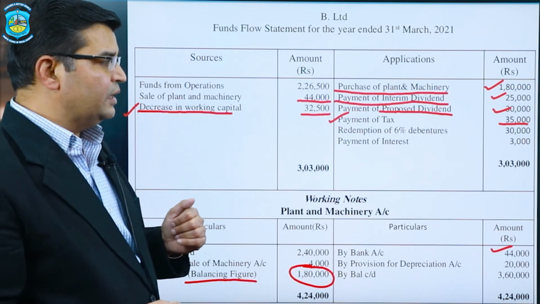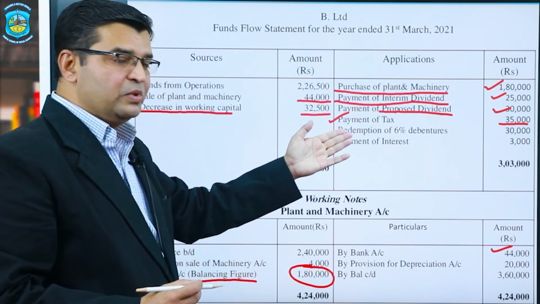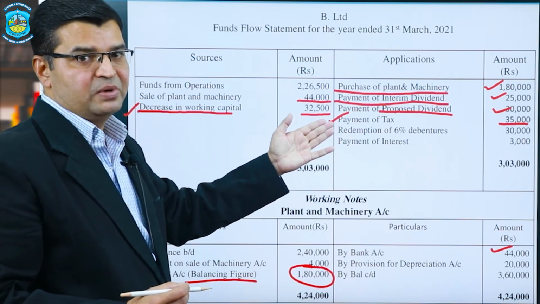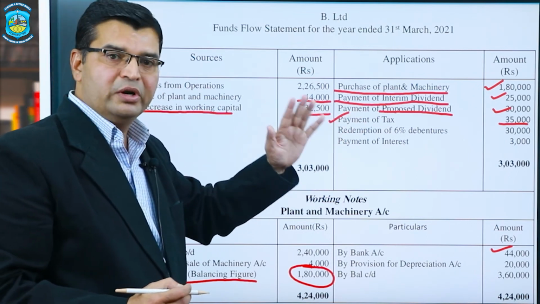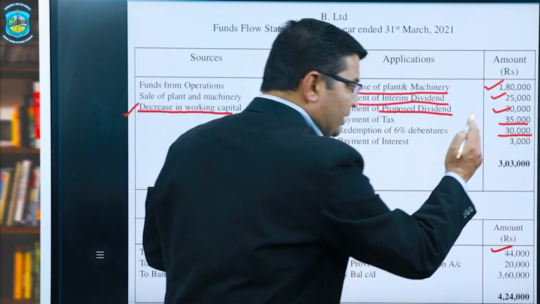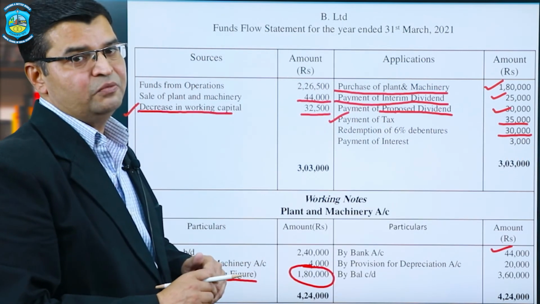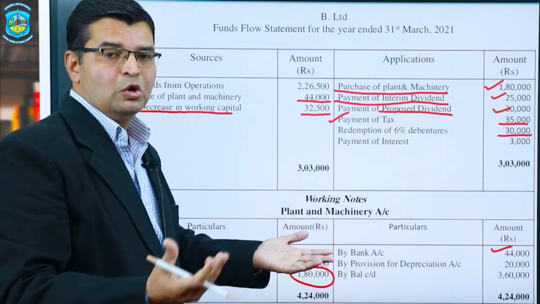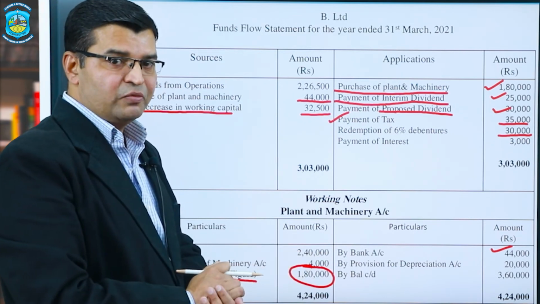debenture. During the year, the total opening balance of debenture is given as rupees 50,000 and the closing balance is given as only 20,000. It means during the year, the company must have redeemed a total of 30,000 rupees worth of debentures. So it is also one of the applications of funds.